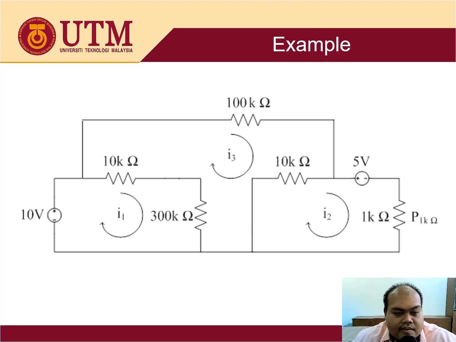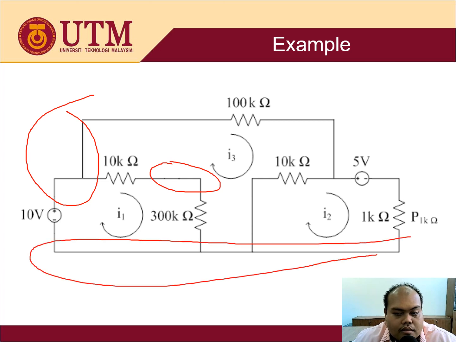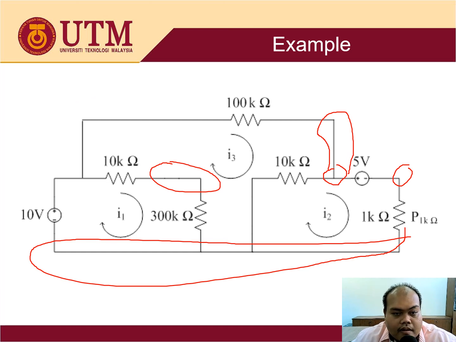Now how about nodes? You can see that this is one node, this is one node, this is one node, and this is one node. This one is considered one node because there is no other element. This one is also considered one node. So 1, 2, 3, 4, 5. There are 5 nodes.